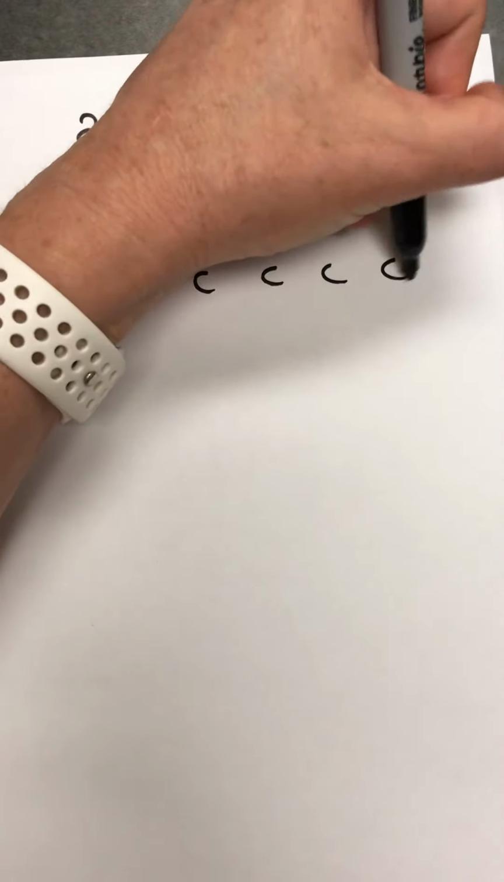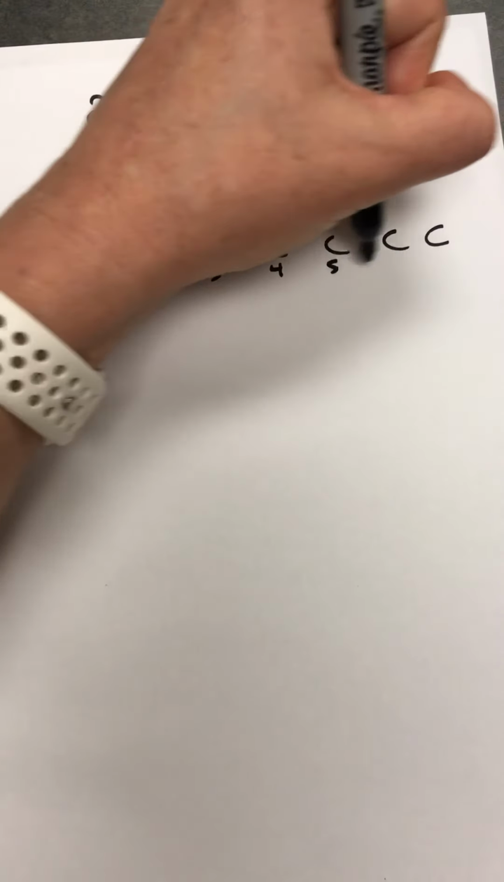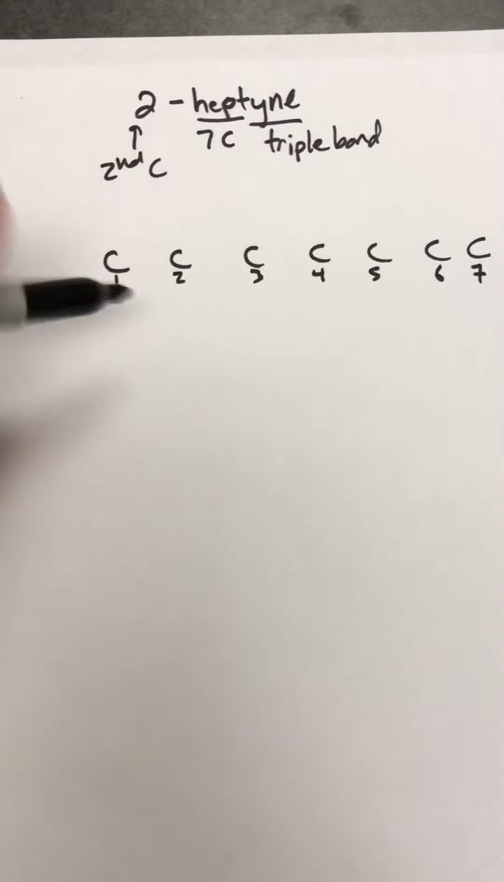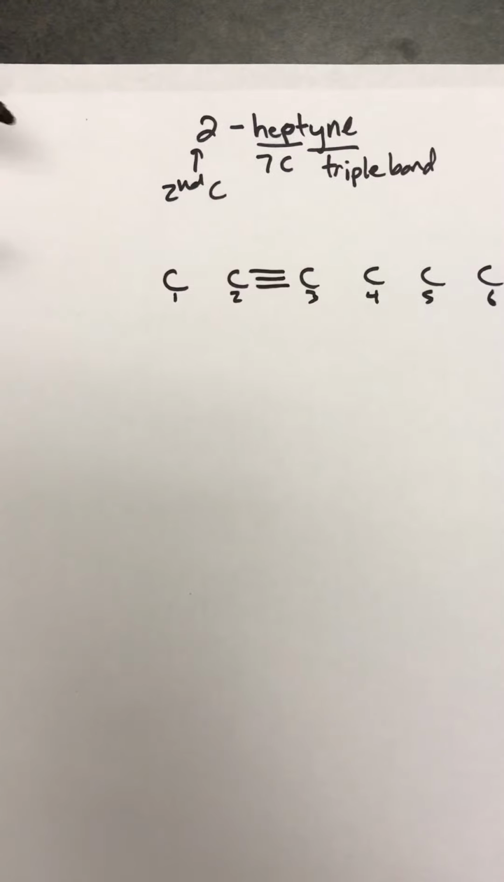We'll start with the 7 carbons, 1, 2, 3, 4, 5, 6, 7. And let's go ahead and label them. Call this number 1, number 2, 3, 4, 5, 6, and 7. So it's on the second carbon, telling us that if it were here, it would be on the first carbon, so it's always going to go after the second. 1, 2, 3, it's going to be our triple bond, and the rest we'll fill in with single bonds.